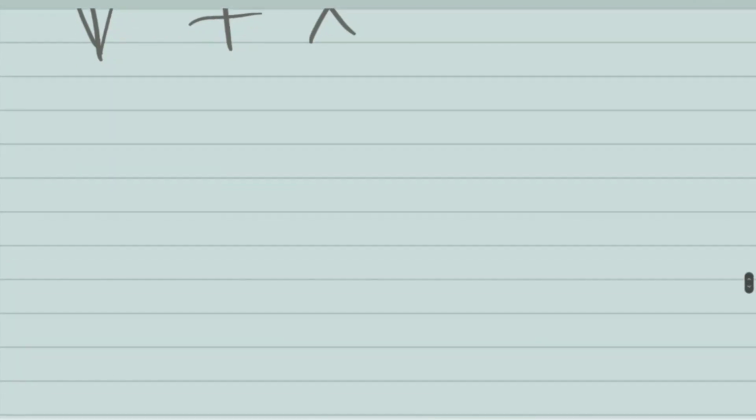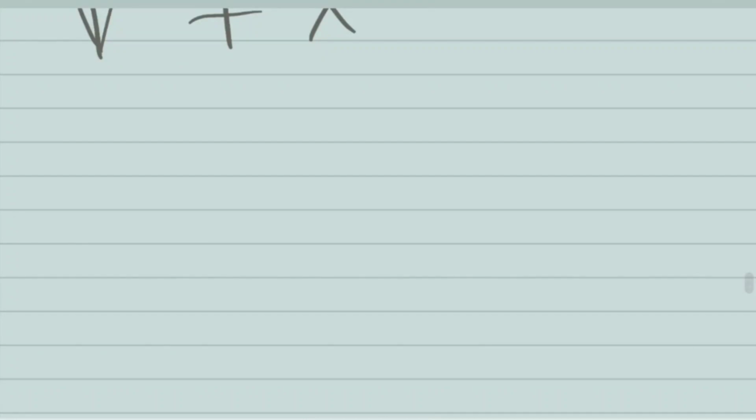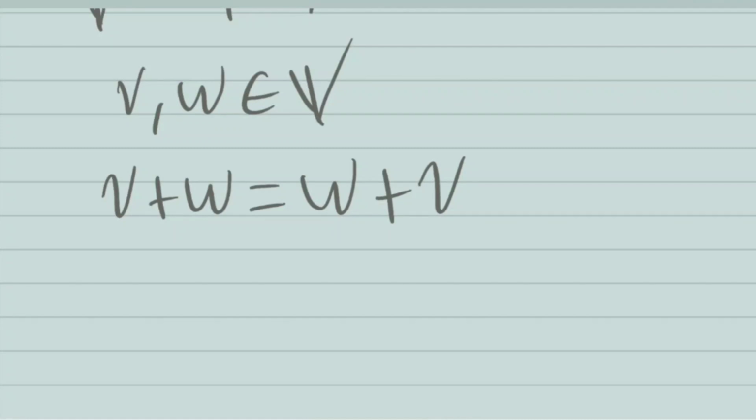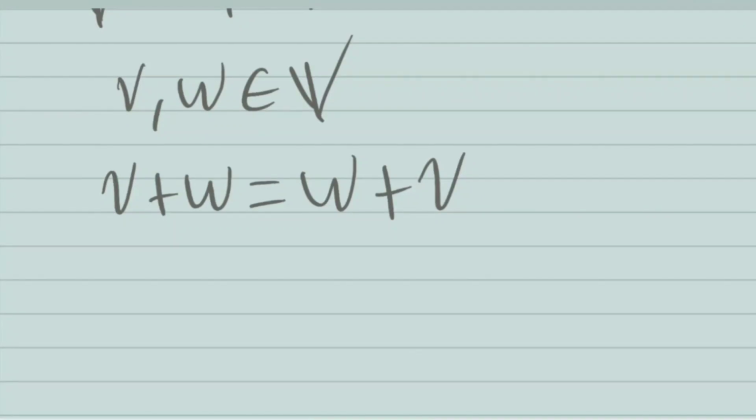It should have commutativity. So if you take your set and pull out any two vectors from that set, say V and W, if you add them together in one order, you should be able to add them together in the opposite order and get the same result. So vectors in a vector space when added together should be agnostic to order.